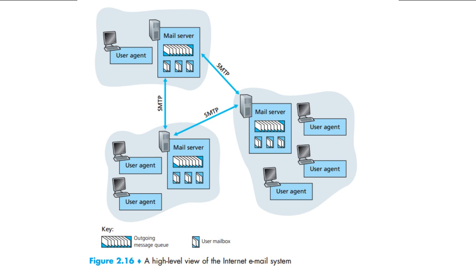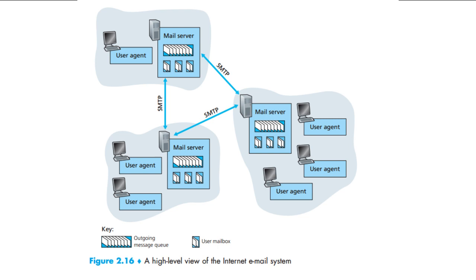If Alice's server cannot deliver mail to Bob's server, Alice's server holds the message in a message queue and attempts to transfer the message later. Reattempts are often done every 30 minutes or so. If there is no success after several days, the server removes the message and notifies the sender, Alice, with an email message. SMTP is a principal application layer protocol for Internet electronic mail.